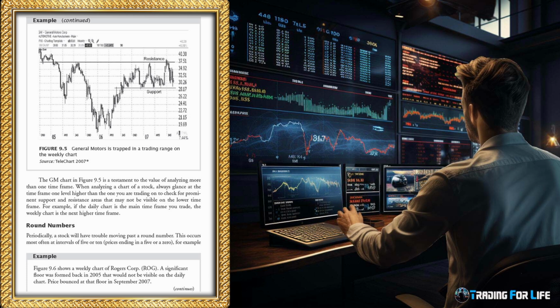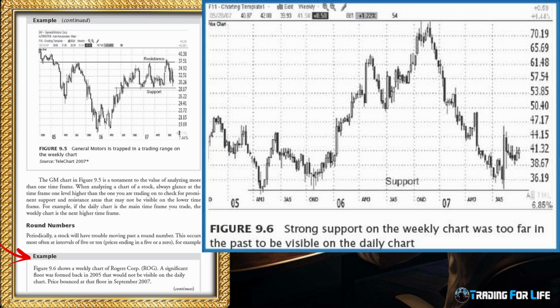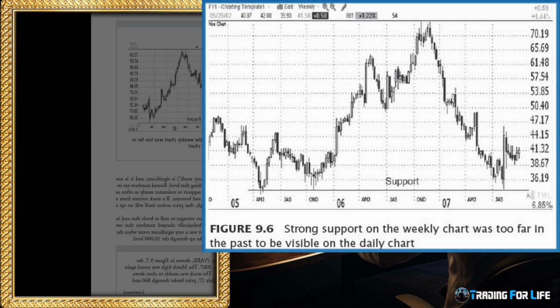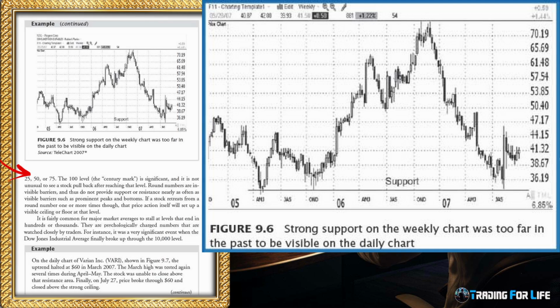Periodically, a stock will have trouble moving past a round number. This occurs most often at intervals of 5 or 10, prices ending in a 5 or a 0. Example: Figure 9.6 shows a weekly chart of Rogers Corp. (ROG). A significant floor was formed back in 2005 that would not be visible on the daily chart. Price bounced at that floor in September 2007. For example, 25, 50, or 75.